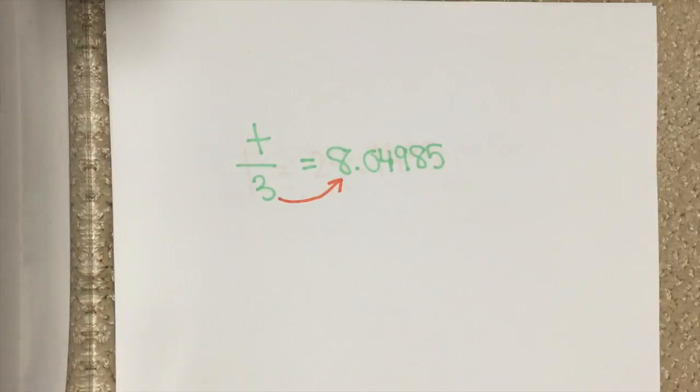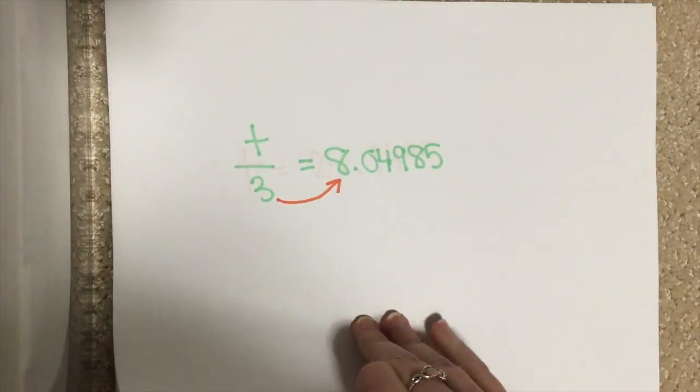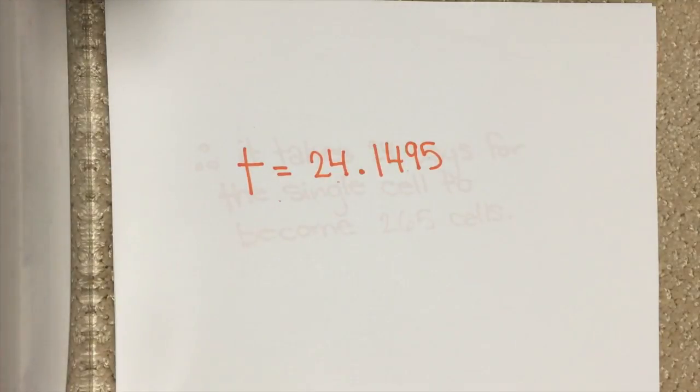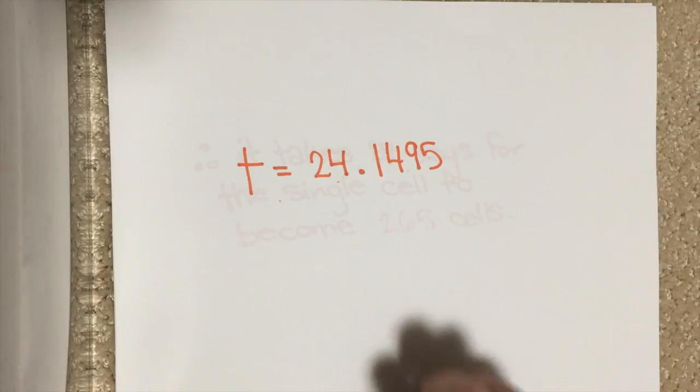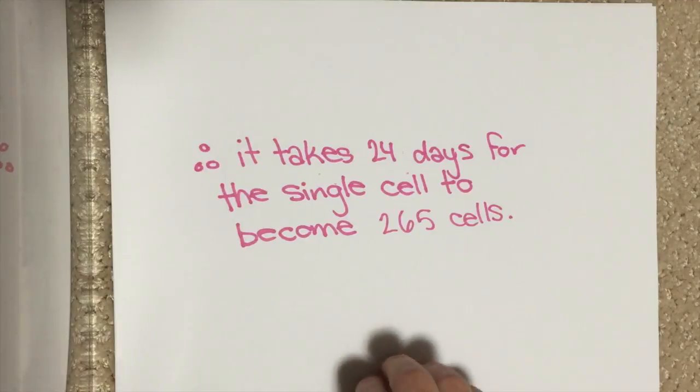The number you will get is 8.04985. You then have to isolate the t by bringing the 3 over to the other side. This will give you t equals 24.1495. Now, since the question is dealing with cells, you want to find the nearest whole number. So for this instance, t equals 24 days. This is the time it will take the single cell to become 265 cells.